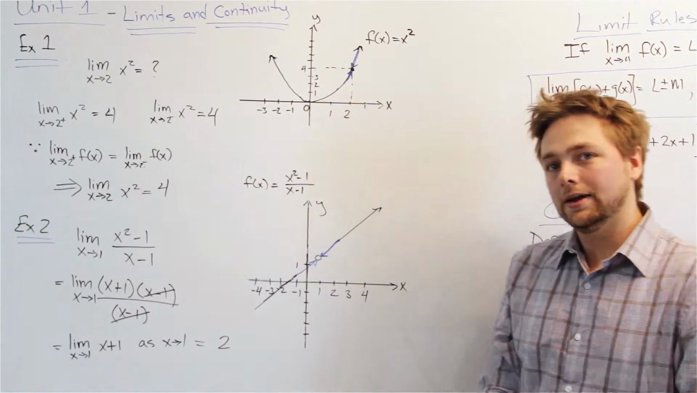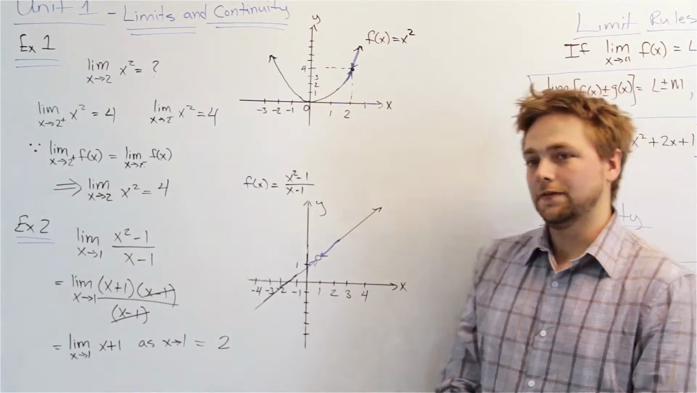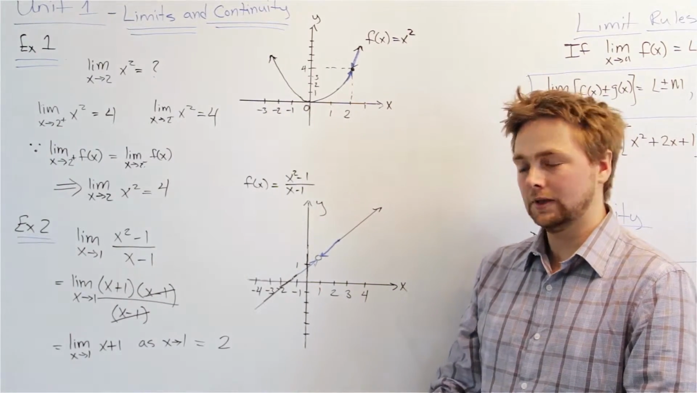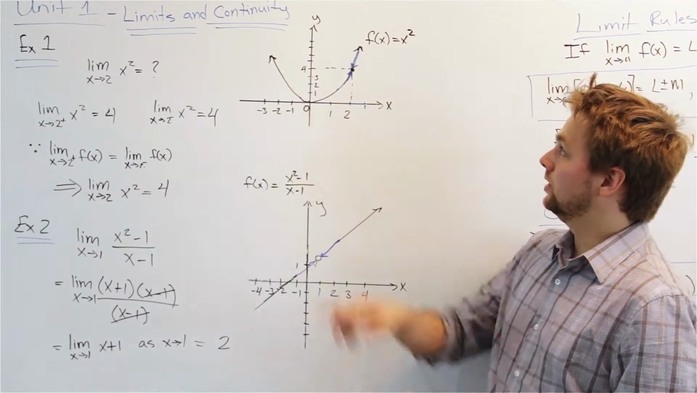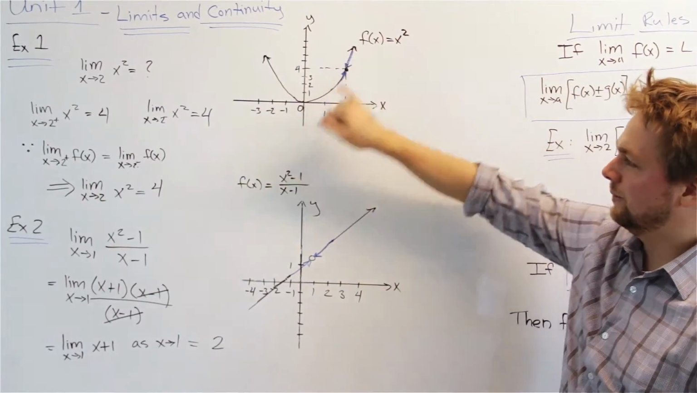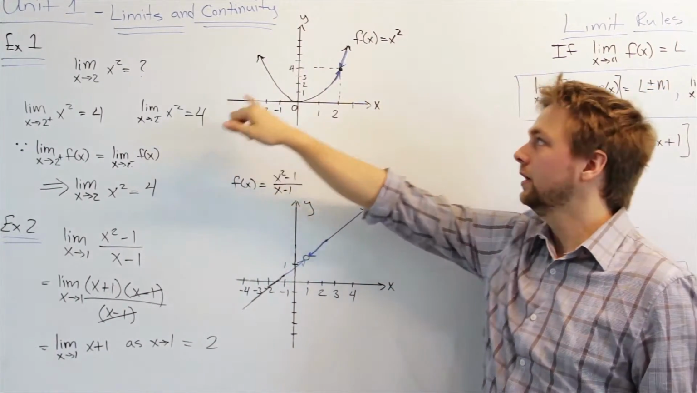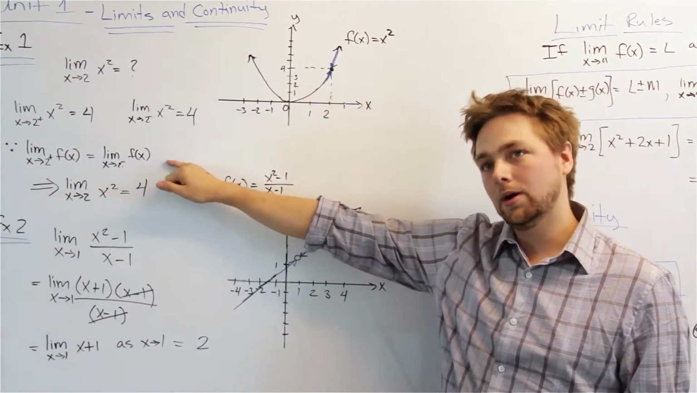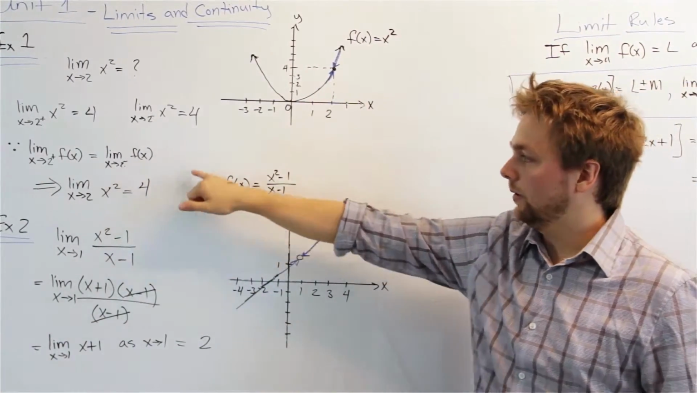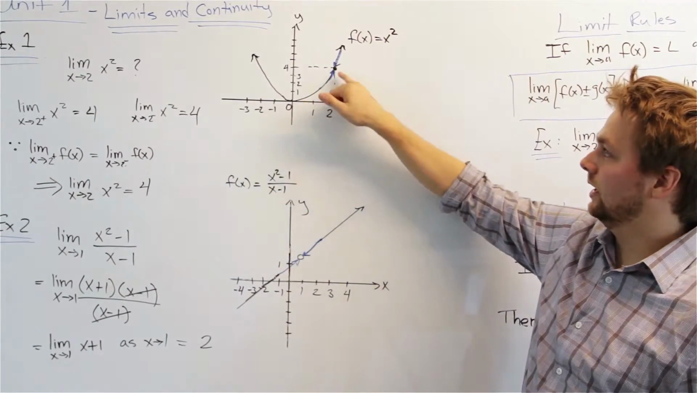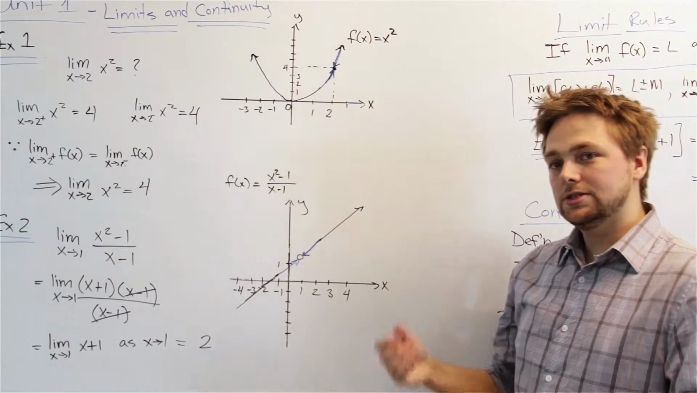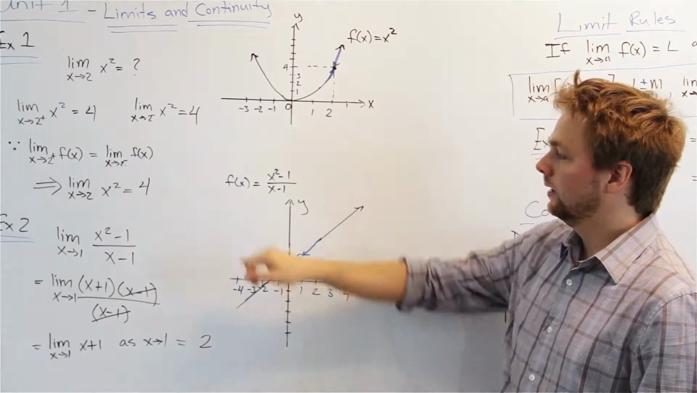Notice, however, I didn't specify in this definition anything about what's happening to the function at 2. We know intuitively that it makes sense for this limit to be 4, because if we were to plug in 2, we would in fact get 4, but that's not a requirement in our definition. All that we require for a limit is that the function get close to that value from both the left and the right. So let's take a look at a second example here.